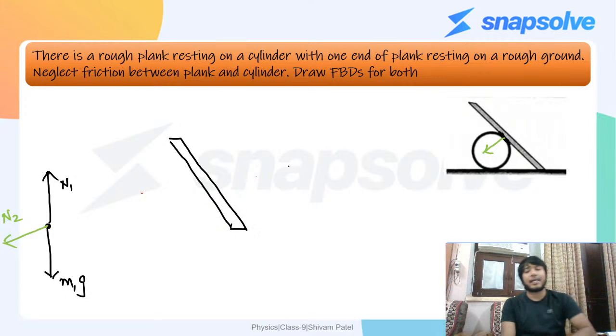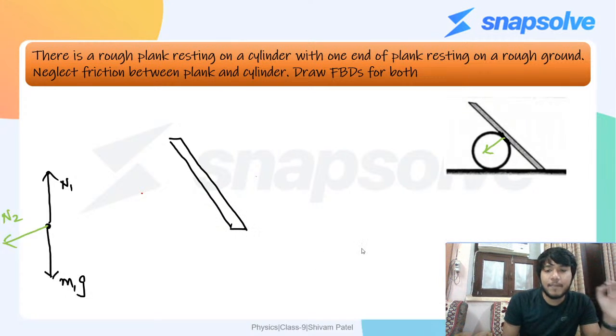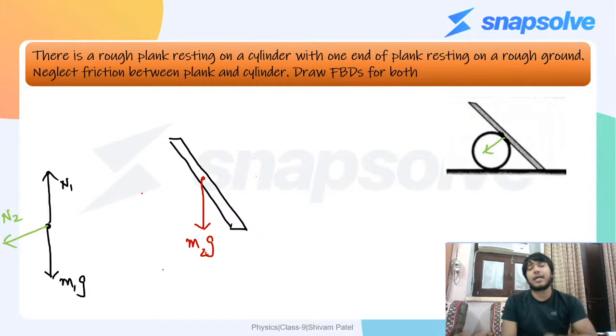Right? So this is the plank. अभी देखो, प्लैंक का मास लेट्स से m2 है. प्लैंक का मास मैंने m2 ले लिया तो इसका वेट नीचे लग रहा होगा. वेट ऑलवेज एक्ट्स इन वर्टिकली डाउनवर्ड डायरेक्शन. सो m2g यहाँ पे हमने लगा दिया.